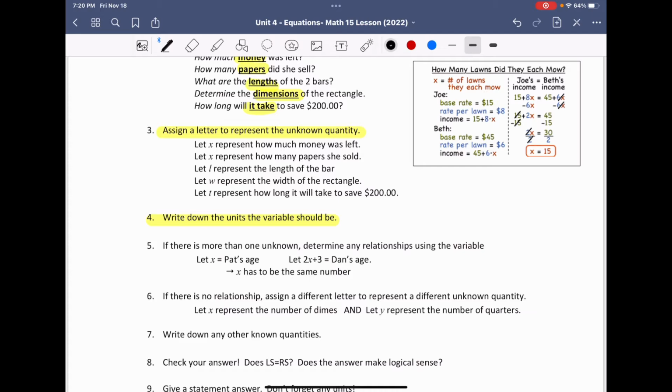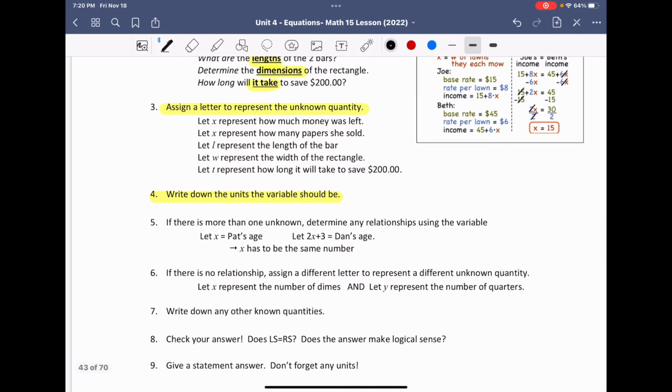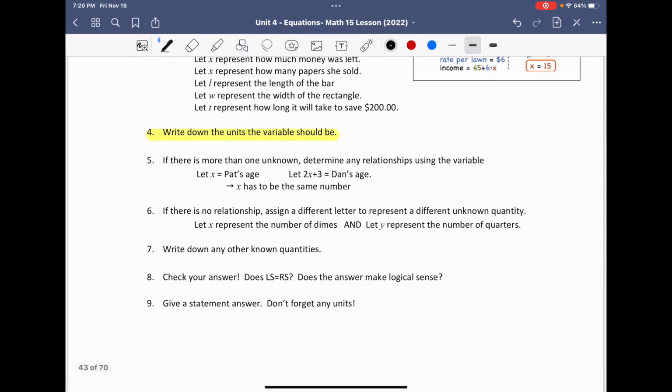Then we want to see if there's more than one unknown. So there may be a relationship to the given unknowns if there's more than one. We want to write down any known quantities, and then finally we want to check our answer once we know the specific quantity for any variable. And then finally, if we haven't clearly defined our statement or our answer yet, we need to do that right at the end, and we need to include our units. So if the answer is asking for some unknown in dollars, we need to include those dollars. If it's a measurement like centimeters, we need to include centimeters at the end.